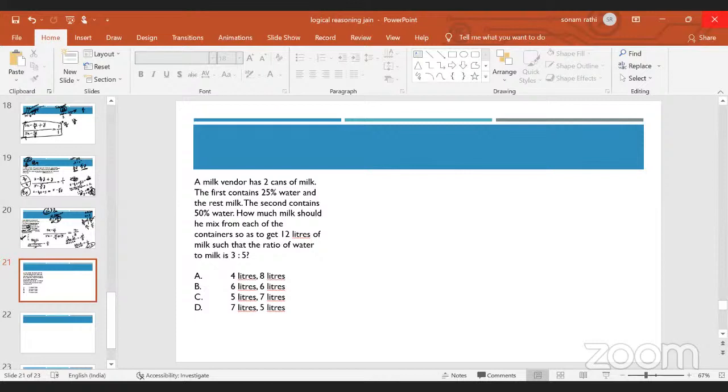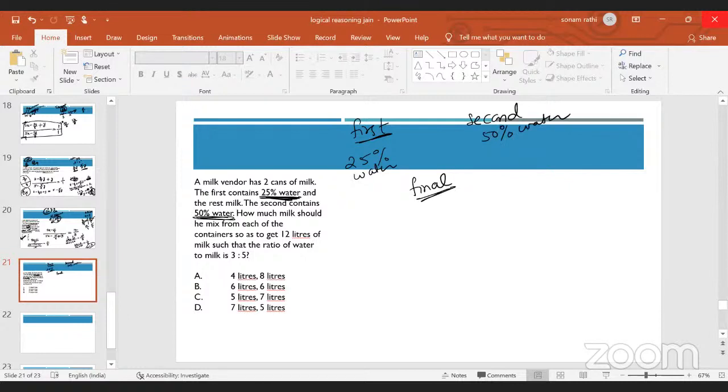Okay, let's do this question with alligation. You have to mix 25% water mixture. There are two mixtures, correct? Two containers. First one, second one, and the final one. Okay, in the first one, how much is the water percentage? 25% water. Okay, in the second one, how much is the water percentage? 50% water.